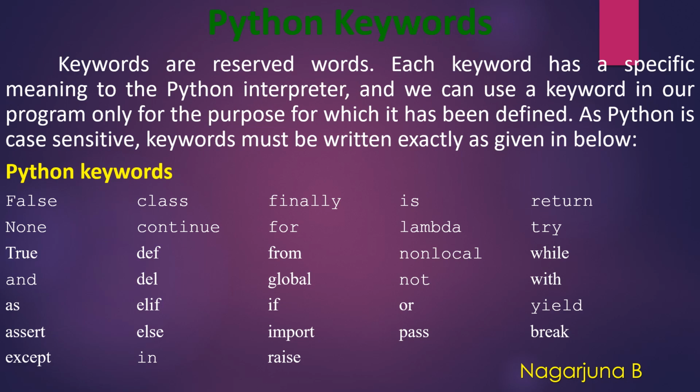For now, remember that Python keywords are nothing but reserved words which have a specific meaning, and they have to be used for the purpose for which they have been defined. For example, while is used for the purpose of looping; if is used for the purpose of conditions, etc. So this is just an introduction to the Python programming language. That means the history of Python, features of Python, and keywords in the Python programming language.